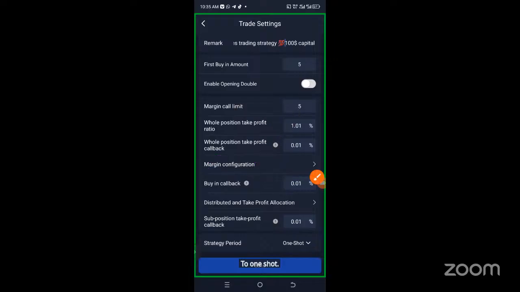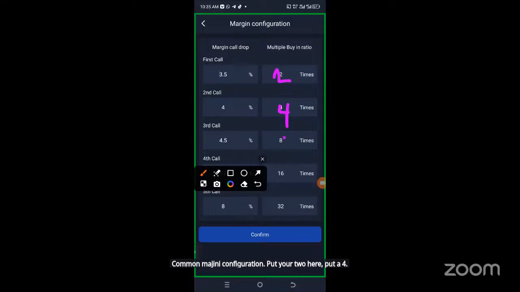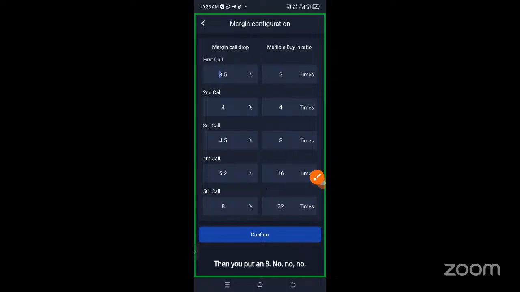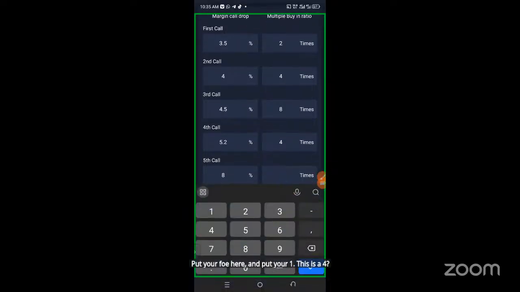Come on margin configuration. Put a 2 here, put a 4, then put an 8. Put an 8 here. Then put a 4. Put a 4 here and put a 1. This is a 4. And this is a 1.